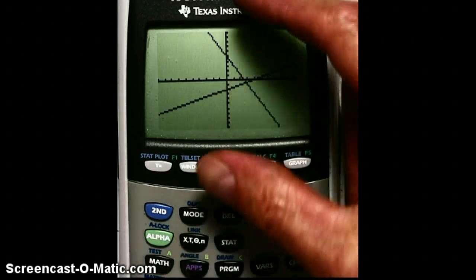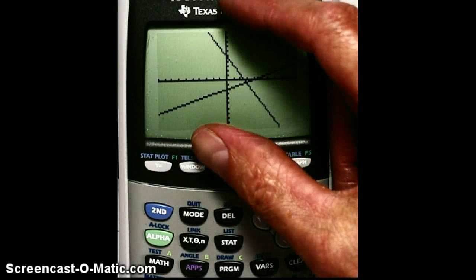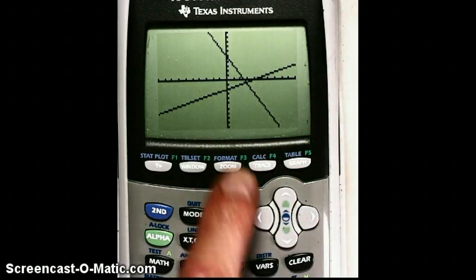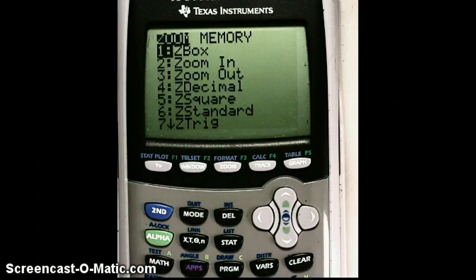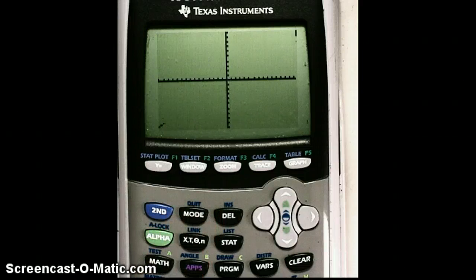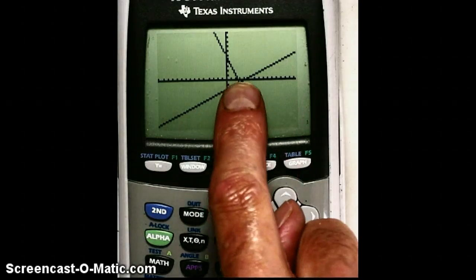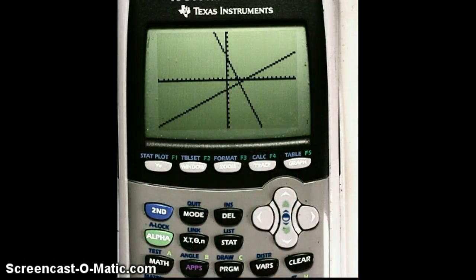The y-axis here is compressed. Can you see how close those tick marks are? So the way to fix that is to hit zoom square. Zoom square. Now you notice that the tick marks are all evenly spaced. And here's your other line showing on your coordinate plane right there. Notice that this intersection right here looks more square.